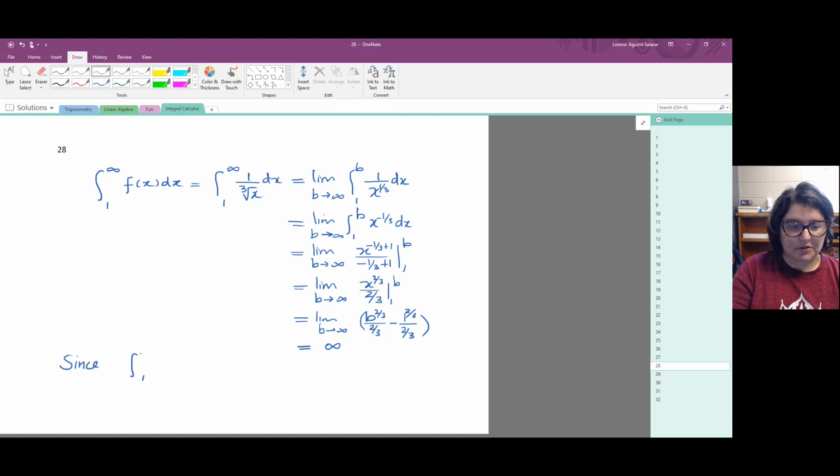Since the integral diverges, it does not converge, it doesn't give us a fixed number, it gives us infinity, we can say that our series diverges by the integral test.